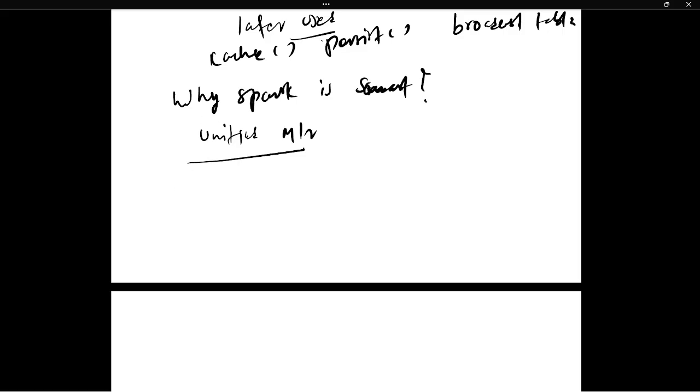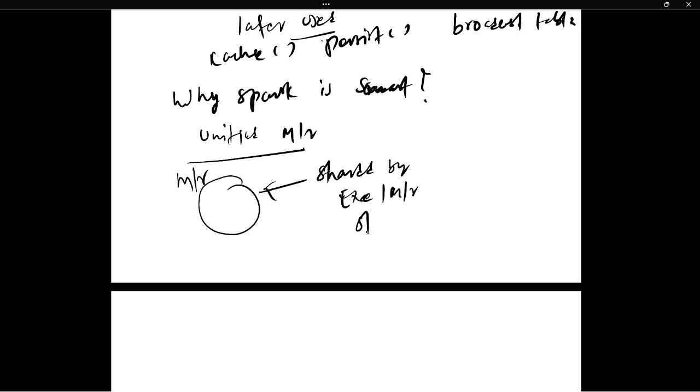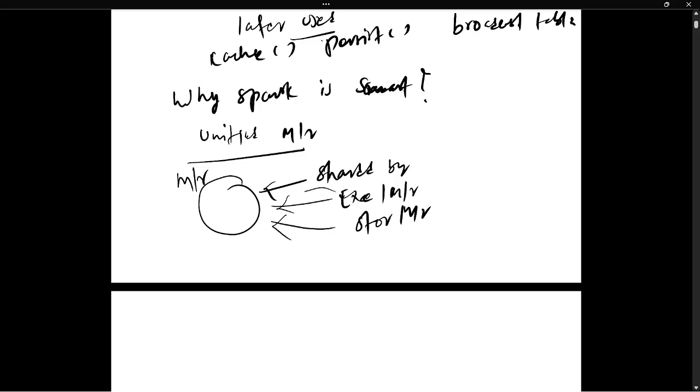Unified memory means execution memory and storage memory share the same pool. That is the same memory pool that is shared by execution memory as well as storage memory. So this is the memory pool that is shared by both of them. If execution needs more memory, it takes it from here, it vacates from here.